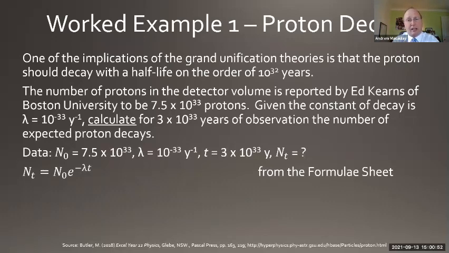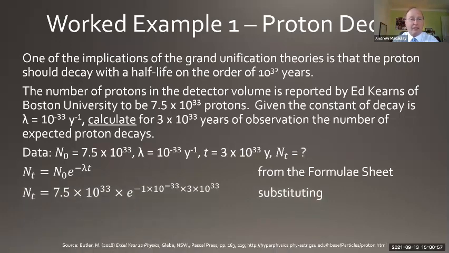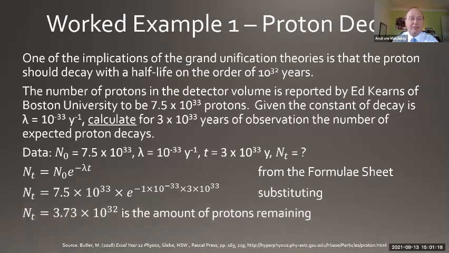The question is actually harder in concept than the maths is to calculate. So N(t) equals 7.5 times 10 to the 33, just substituting, times e to that power. So substitute for lambda, which is the constant of decay, and substitute for t, the number of years. And thankfully, those powers of 33 and negative 33 cancel really nicely, and we end up with 3.73 times 10 to the 32 as the number of protons remaining.